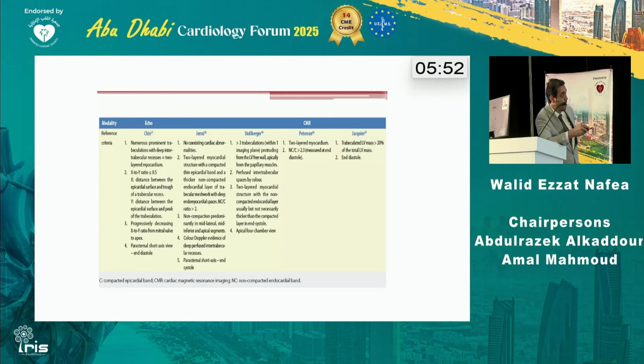What about the MRI? This is the most common criteria used. If you have a two-layered myocardium, the non-compaction to compaction ratio is above 2.3, measured at end diastole. And the Jacquier et al. study gives you that you might have a trabeculated LV mass index of more than 20% of the total LV mass. This gives you a diagnosis of LV non-compaction, measured at end diastole.